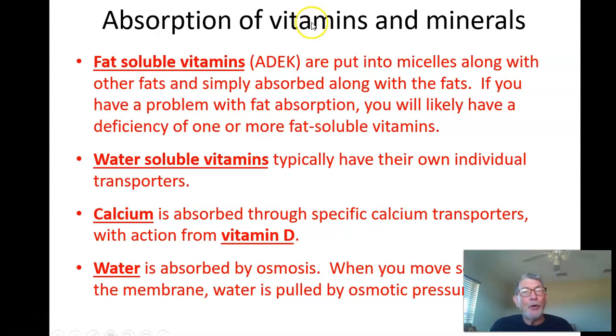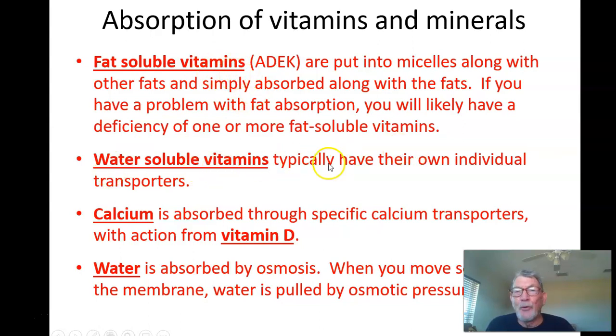Now your micronutrients are vitamins and minerals. We won't spend a ton of time with them except just a couple of the more different ones. Fat-soluble vitamins simply go in with the fat. When the fat goes, the vitamins go along with it. That's easy. They go in the droplets, they go in the micelles, they go into the cell, they go in the chylomicrons, they go into the lymphatic system, they go into the bloodstream. They just move with the fat.